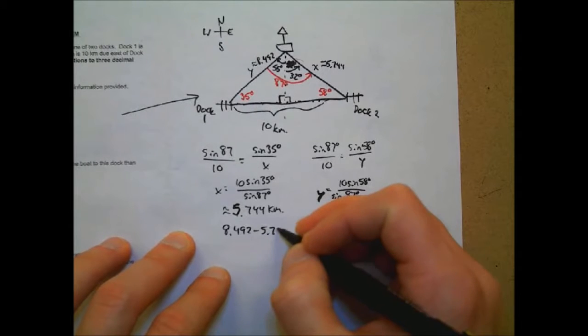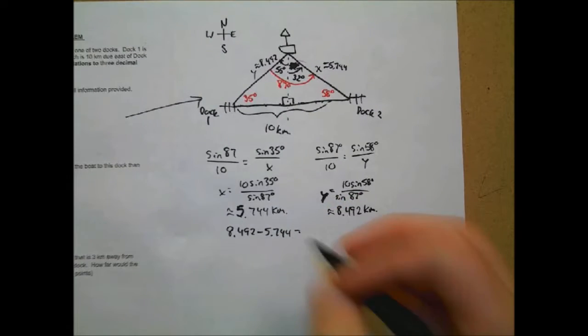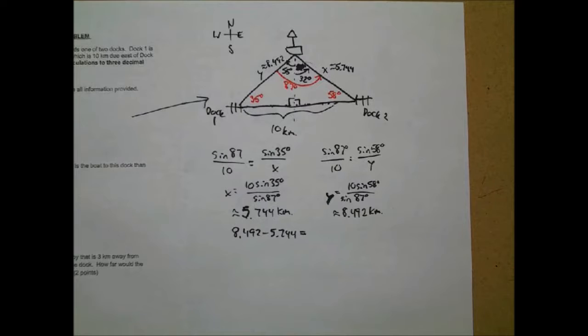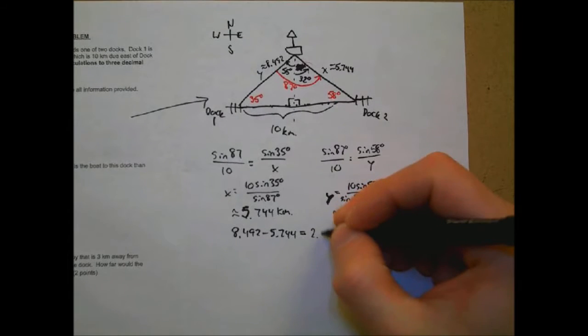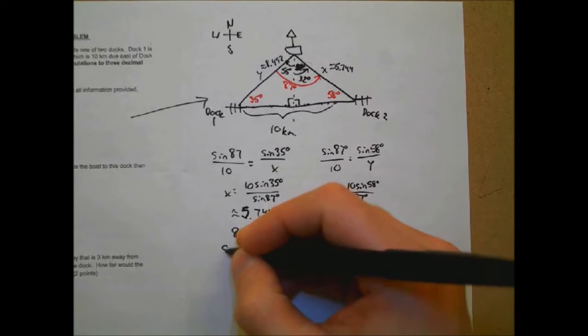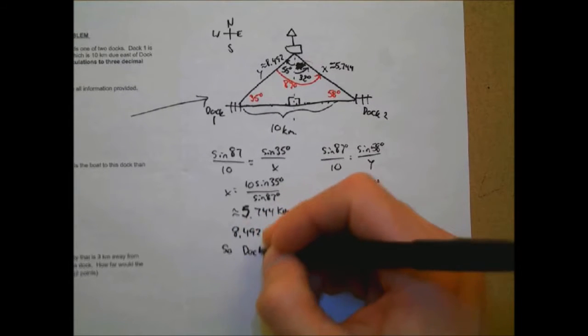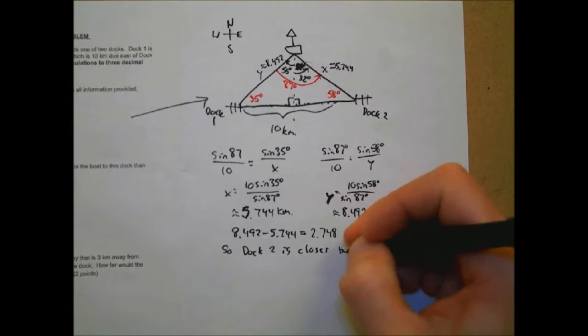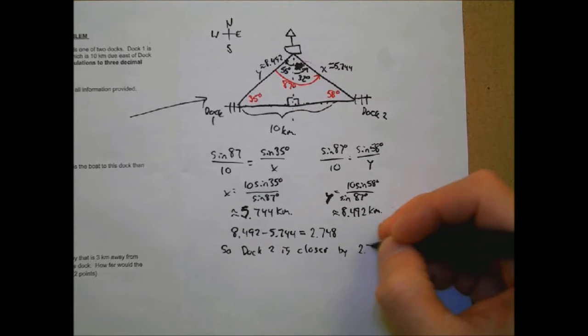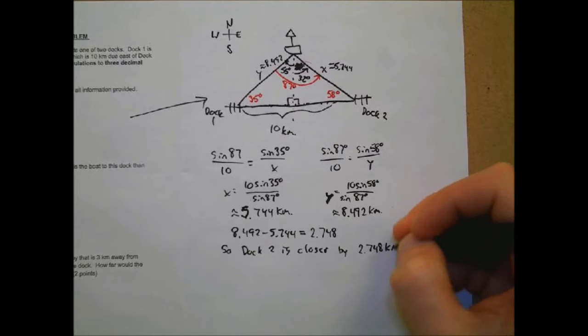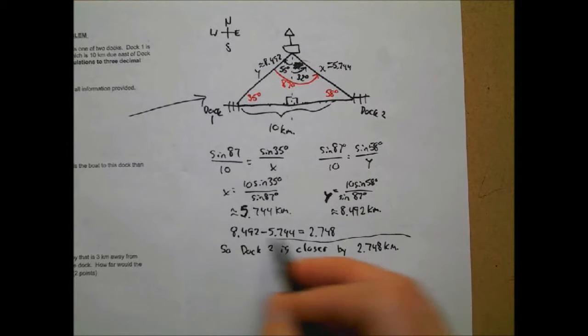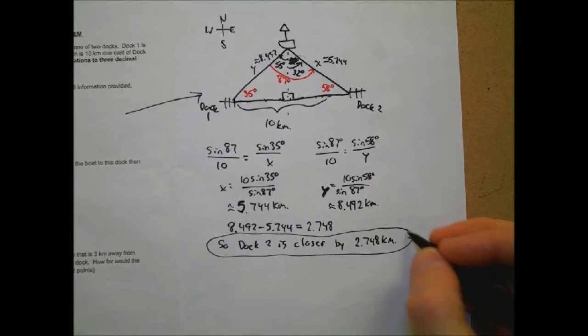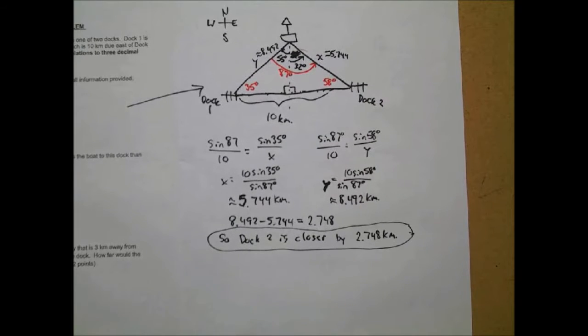5.744 equals 2.748. Okay, so doc 2 is closer by 2.748 kilometers. Doc 2 is closer by 2.748 kilometers.